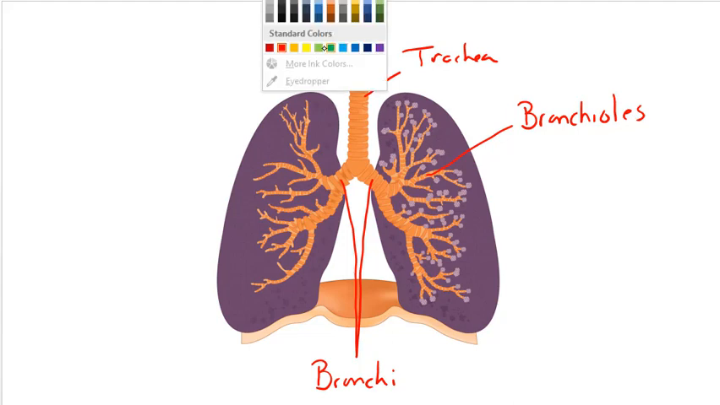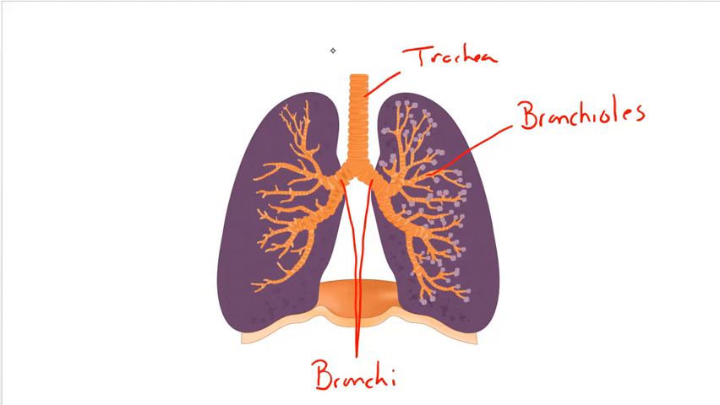Bronchioles will continue to divide into smaller and smaller airways until they finally reach the small air sacs where gas exchange occurs. These small sacs are arranged in clusters and look a lot like grapes. They are called alveoli.